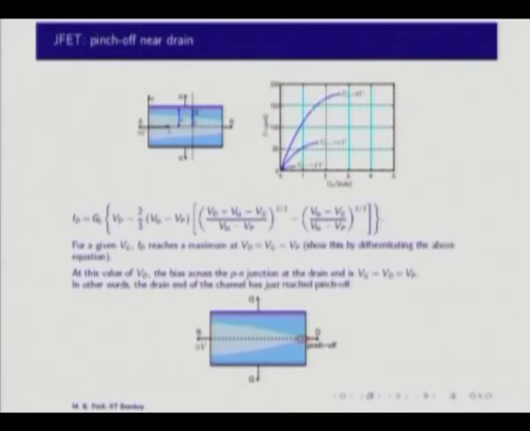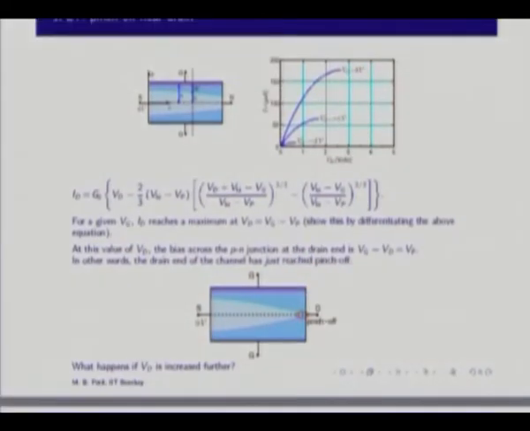So let us go to the next slide. The important question to ask now is, what happens if VD is increased further? Now we know more or less the story up to this point. What happens if I go on increasing this? What will happen to this particular region? Will the current just collapse? Of course, we know that it does not happen. It is important to explain why it does not happen.